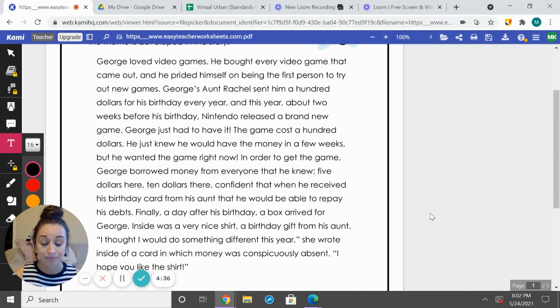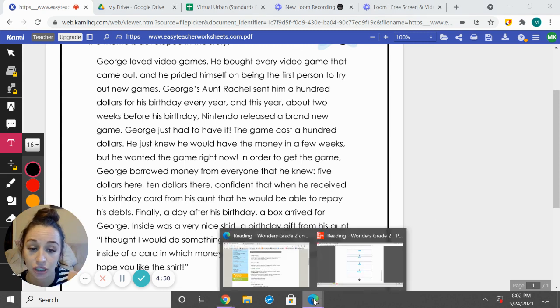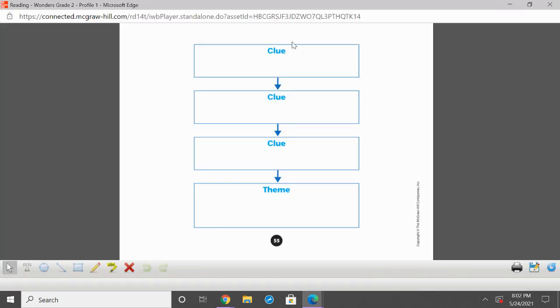So what I want you to do, I want you to grab a piece of paper and something to write with. If you need to pause me while you grab those two things, go ahead and do that. All right, so now that you have your piece of paper and your pencil, I want you to take your paper and recreate this. So I want you to draw 4 boxes here.